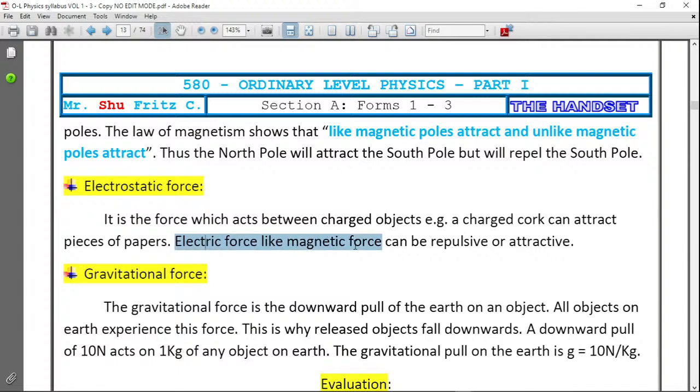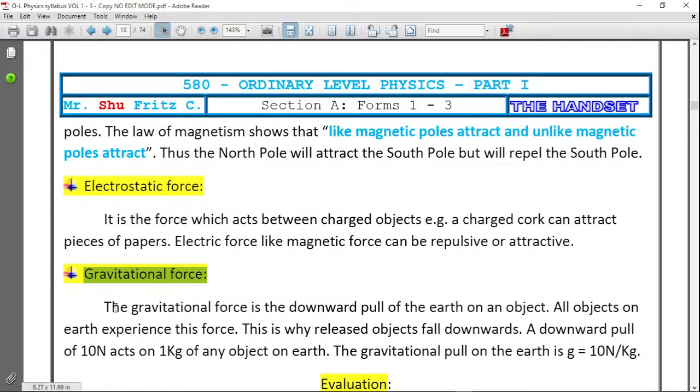So electric force, like magnetic force, can be repulsive or attractive. Now, the one difference with a gravitational force is that gravitational force is only attraction. Electrostatic force is a non-contact force. Magnetic force is a non-contact force. For electrostatic force and magnetic force, they both have attraction and repulsion. But for gravitational force, which is also a non-contact force, we only talk about attraction. The force of gravity only works with attraction, it does not repel.